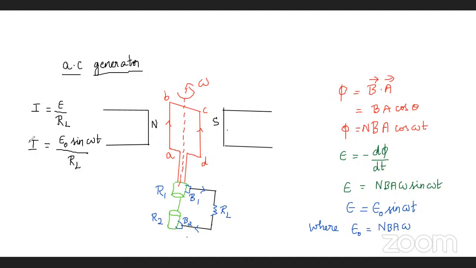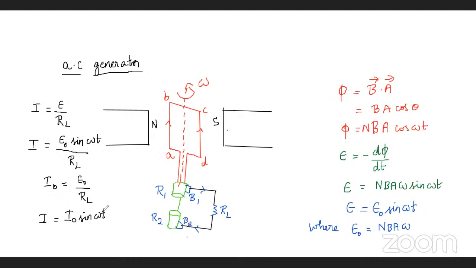Here E naught by RL is nothing but I naught, the maximum value of current. So since the EMF varies sinusoidally, the induced current also varies sinusoidally. I equal to I naught sin omega t. EMF varies sinusoidally, so current also varies sinusoidally.